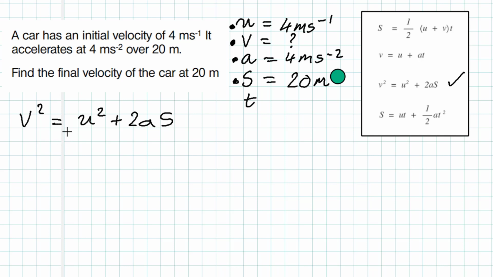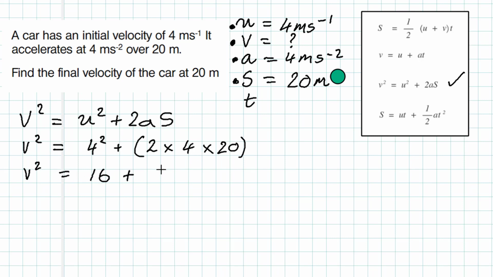Now we don't have to rearrange anything because what we're trying to find, the final velocity, is on the proper side of the equation. So v squared is going to equal u squared, which is 4 squared, plus 2 times the acceleration, which is 4 meters per second every second, times the displacement, which is 20. Okay, we've got v squared equals 16 plus 2 4s are 8, 8 2s are 16, 160, which gives us the final velocity squared equal to 176. So our final velocity will be the square root of that 176.